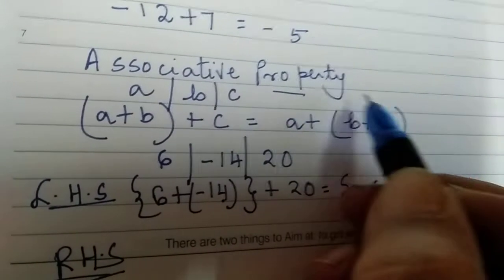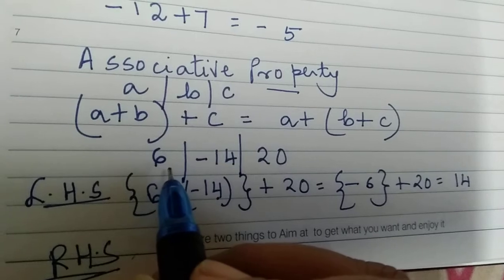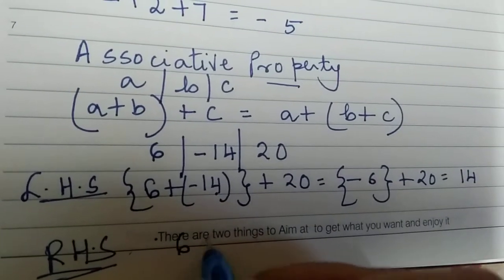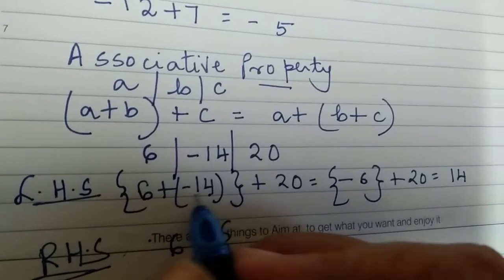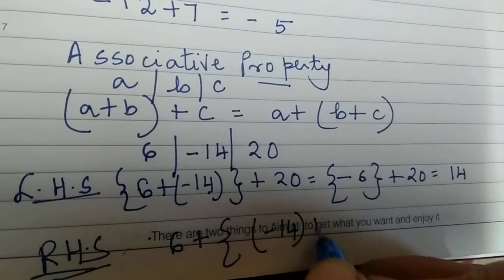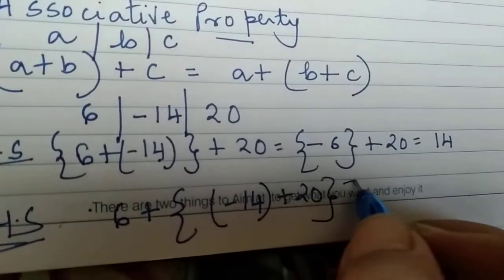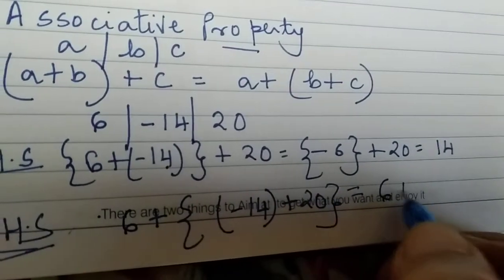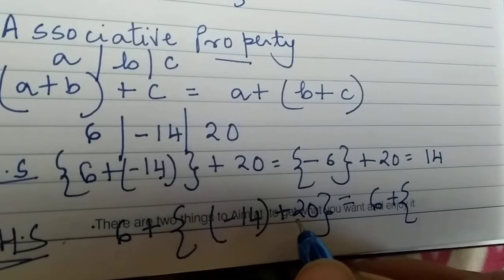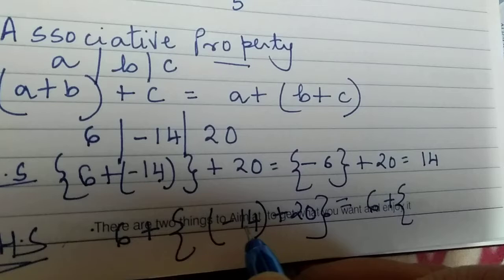Now if I take the right hand side, which is the right hand side, girls? This is the right hand side. So I will first write what is the value of a. I have taken a as 6. So I have substituted 6 plus what is the value of b? It is minus 14 plus 20. Did you understand? So that is equal to 6 remains as it is. Now this part I will first do. So that means 20 minus 14.